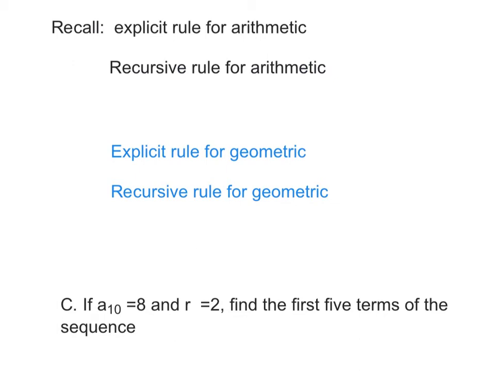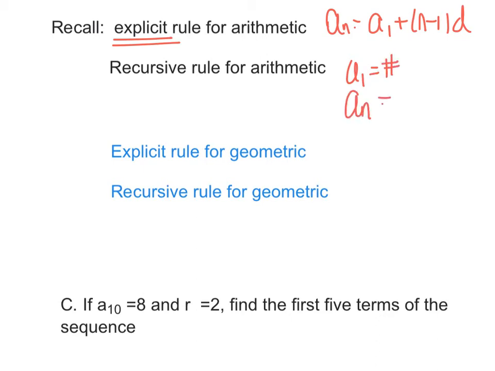Okay, so let's carefully get this written out. Recall, we had an explicit rule for arithmetic. Our rule was a sub n equals a sub 1 plus n minus 1 times d. And we said what's nice is that they're going to give you the explicit on the exam. What's not nice is they think you need to memorize the recursive. So let's remind ourselves, in recursive you need to know the first term, and then recursive means start with the previous term, which is a sub n minus 1. And because it's arithmetic, arithmetic means to add, and you add the common difference.